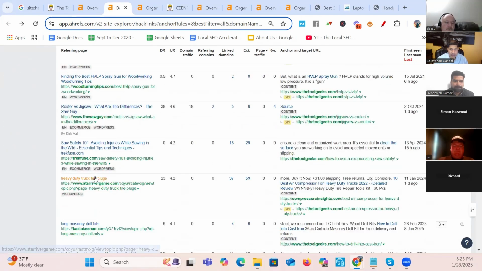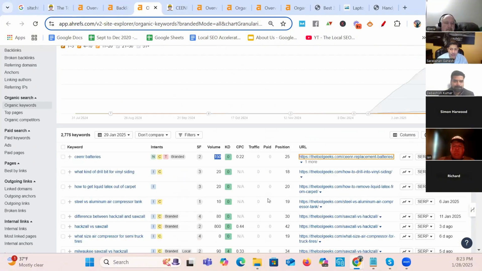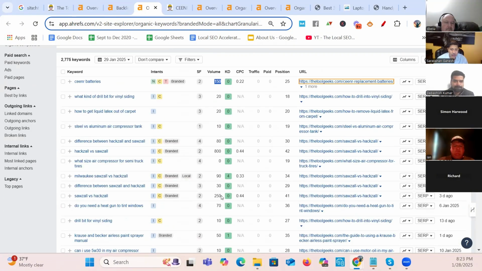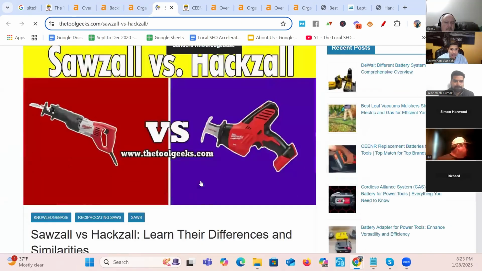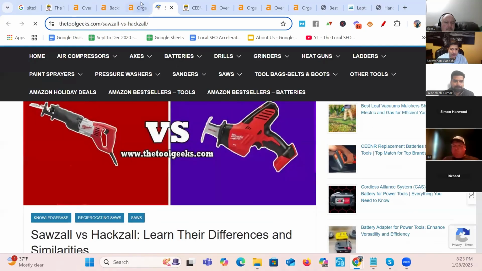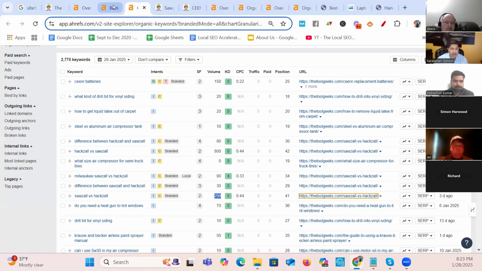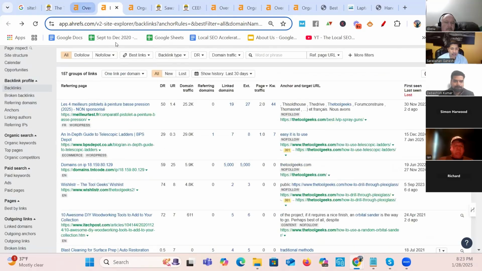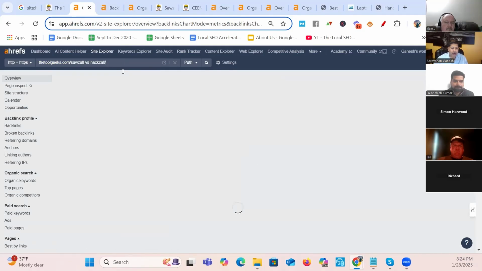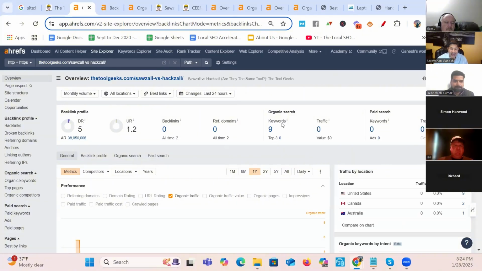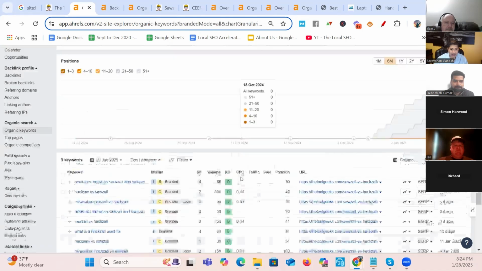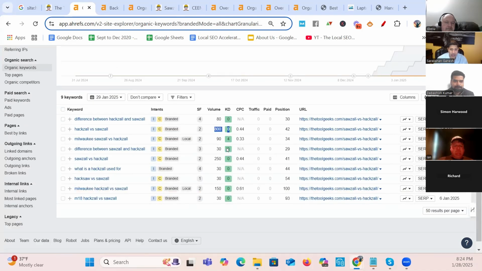But most of the time they're not powerful enough to move it. So you can literally just move these, like some of these 250 searches a month. Okay, Sawzall versus Hackzall, whatever they are. Something to do with tools, right? Literally you can put that over here and do a better job of backlinking. Okay, it's already coming up for 9 keywords with 0 backlinks. Okay. It's pretty decent keywords. You see that? Right?